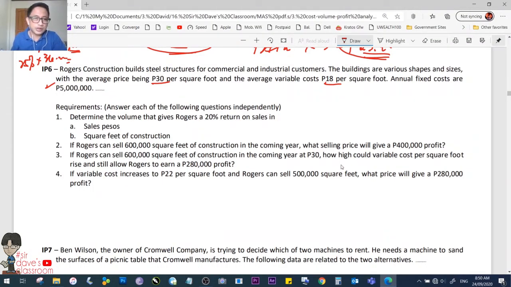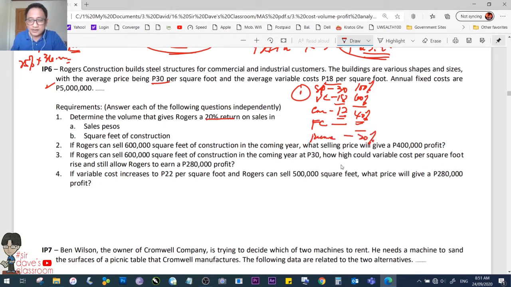Number 1, determine the volume that gives the company a 20% return on sales in sales peso terms and in square foot of construction. So for number 1, dito na lang natin susulat. You have here selling price 30, variable cost of 18, contribution margin of, ilan ba to? 12. So 100%, 60%, and 40%. Fixed cost would be, ilan tayo? Sabi niya kasi dito, class, return of 20%. So, income, 20%. Necessarily, therefore, this must be 20% also. Yung fixed cost percentage natin, 20%. Therefore, madali lang yung ating number 1. Bakit? May 5 million naman pala dito. 5 million total fixed cost divided by 20%.